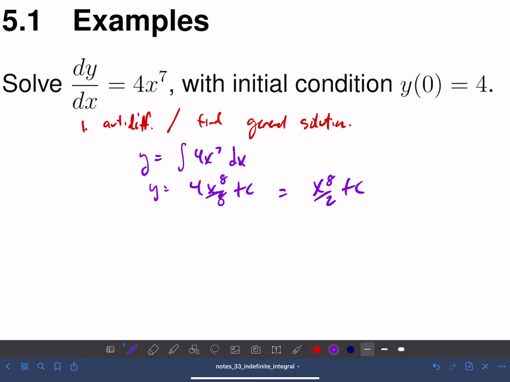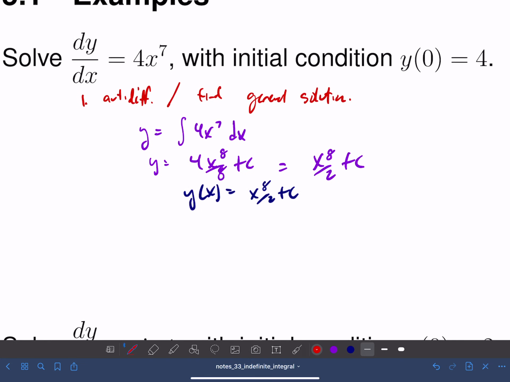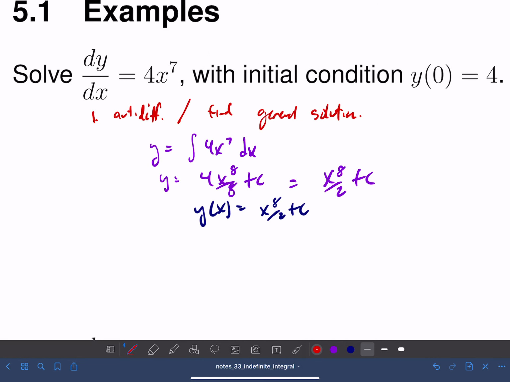Okay, so maybe I'll write it in blue here. y of x equals x to the 8 over 2 plus c. Step 2.